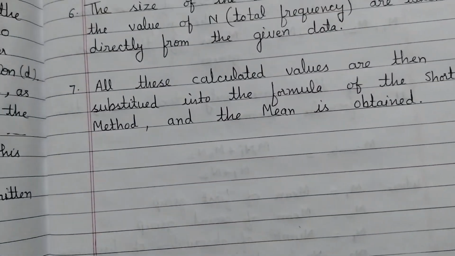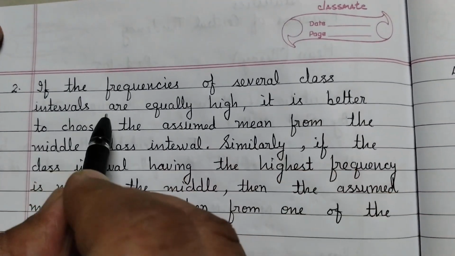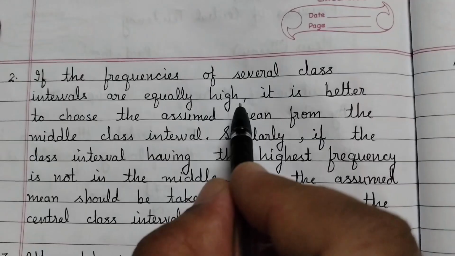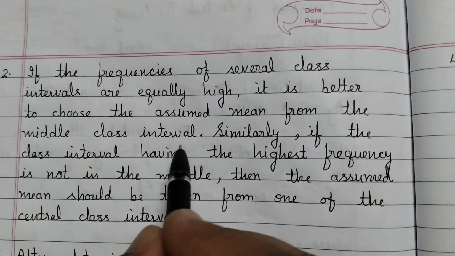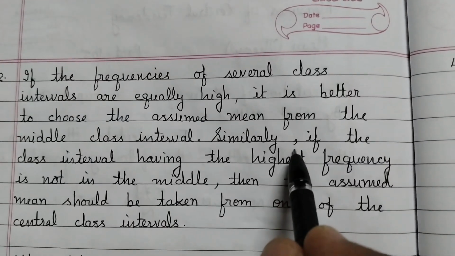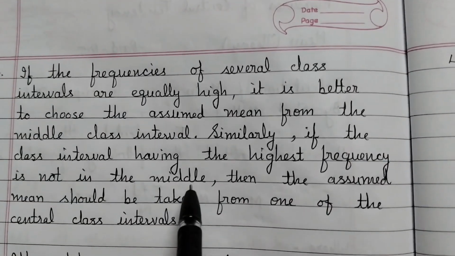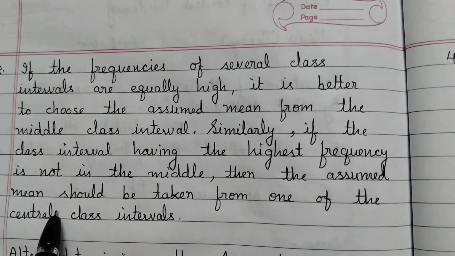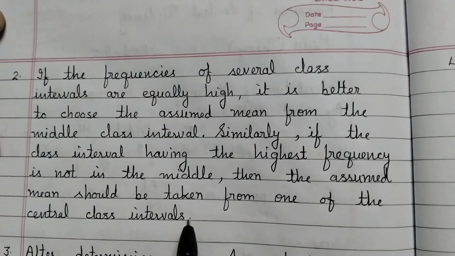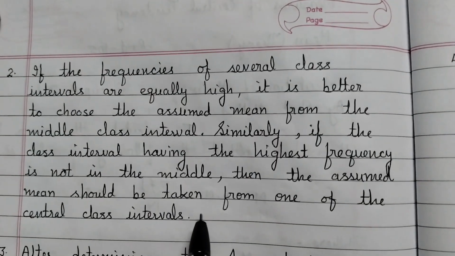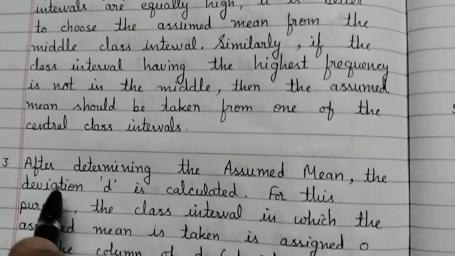Second point, if the frequencies of several class intervals are equally high, it is better to choose the assumed mean from the middle class interval. Similarly, if the class interval having the highest frequency is not in the middle, then the assumed mean should be taken from one of the central class intervals. So anyhow, we prefer to take the assumed mean from the middle portion.